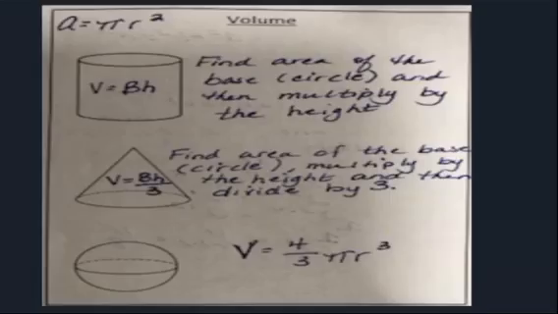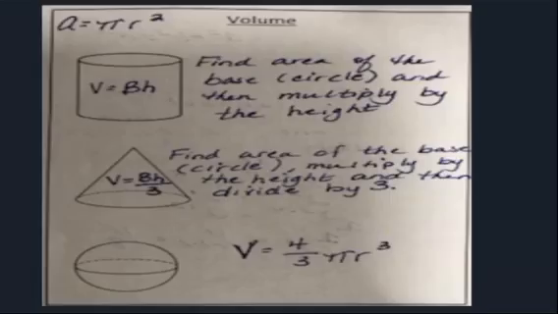For a cone, you do the exact same thing. But remember when we were learning about this, we talked about how if we were to fill a cone with sand or water and pour it into a cylinder, we would have to fill 3 cones in order to fill 1 cylinder. So that's why we use the same formula, but we're going to divide our answer by 3. Because the volume of a cone is 1/3 the volume of a cylinder. So if you know how to find the volume of a cylinder, just divide that by 3 to find the volume of a cone.